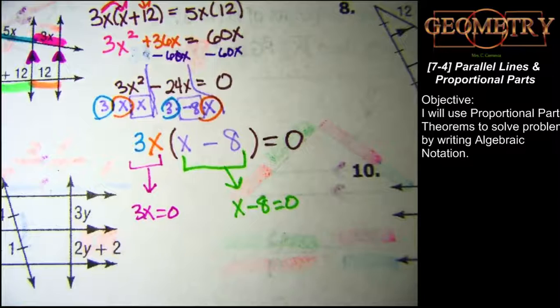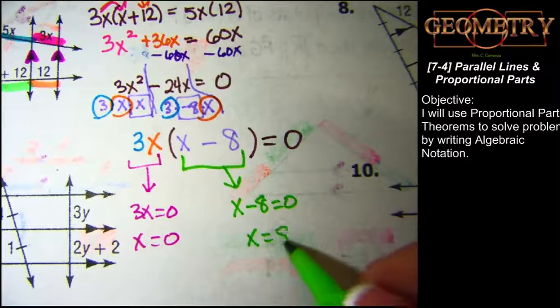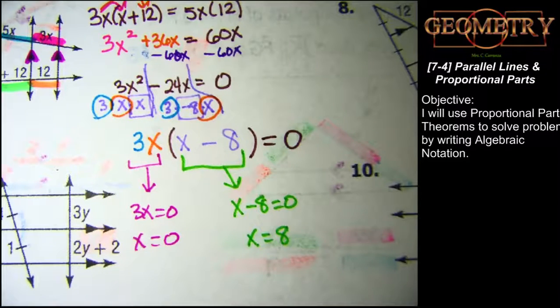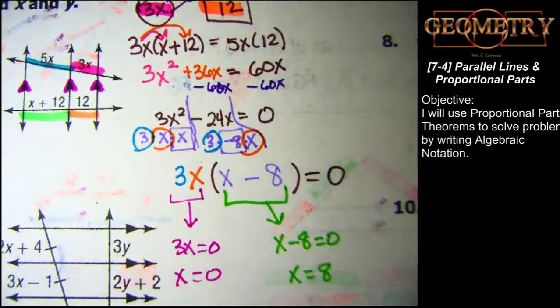And now I have two really easy to solve equations. 3 times something is 0. What's the something? 0. I have something minus 8 is 0. What is the something? 8. And you're done. These are all the possible values that x could take. And still keep this proportion thing happening.